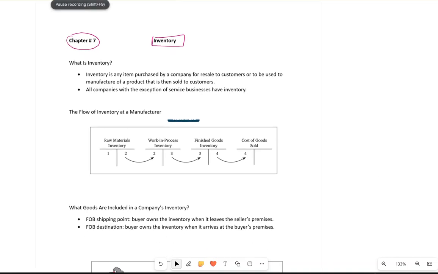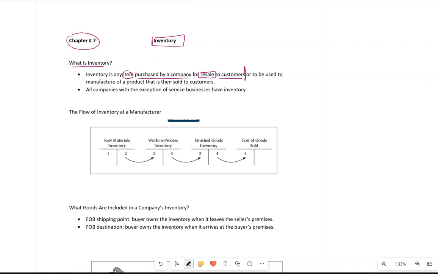When we think of inventory, what is inventory? Inventory is the item purchased by a company. Why do they need to purchase it? They need to resell that to the customer. So that's what inventory is. Or we also have inventory that is used to manufacture a product that is sold to the customer. So we can always have inventory if we want to manufacture a product. Once we complete that product, then it's sold to the customers.